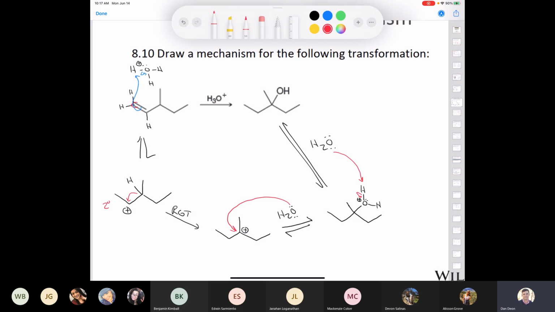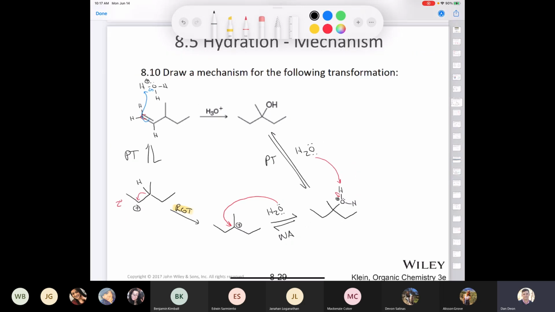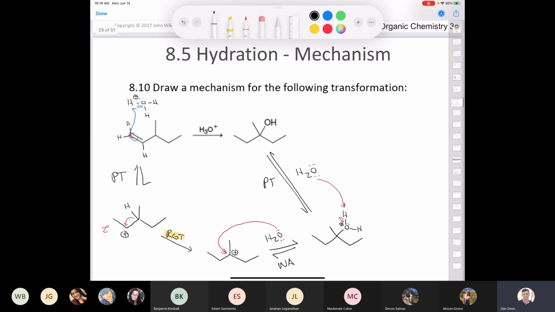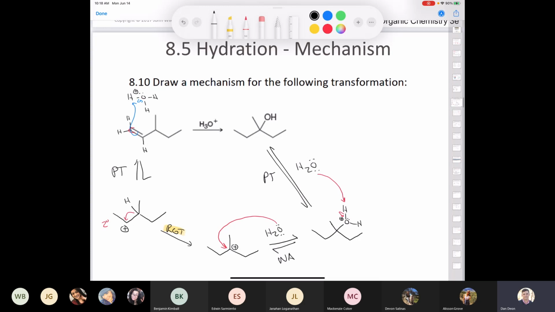So again, what are the steps? Things that we've seen before many times: a proton transfer. Kind of the key step here is the carbocation rearrangement. Then we have the nucleophilic attack, and we have another proton transfer, and there we have it. There's the mechanism of this Markovnikov addition with carbocation rearrangement to produce the tertiary alcohol.